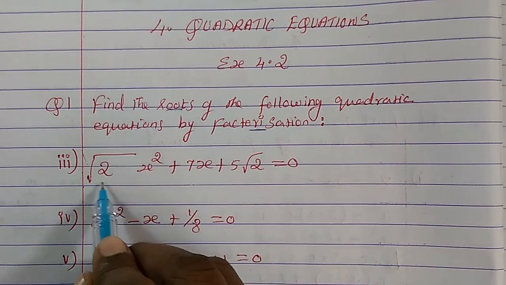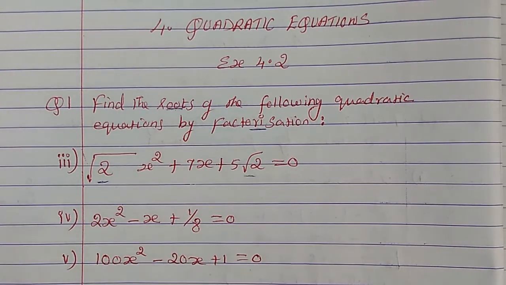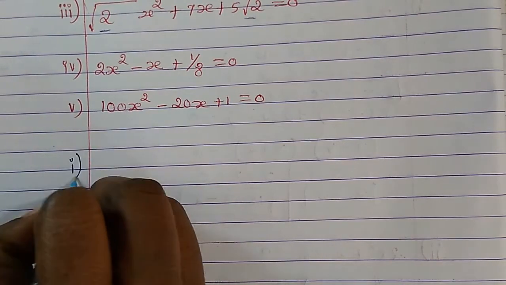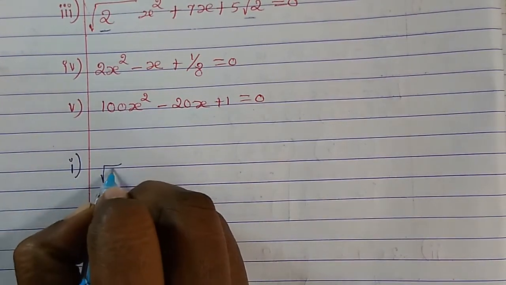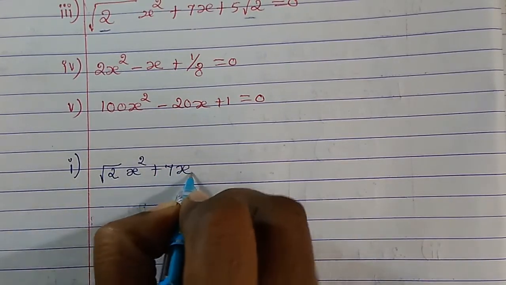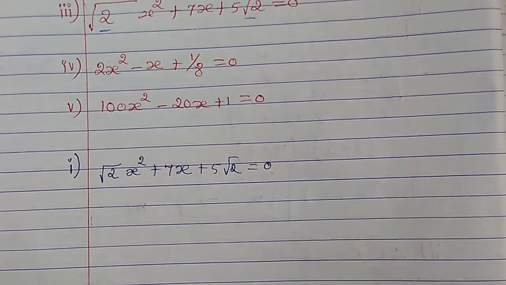So how do we do? First term and the last term we have to multiply. So let us do the first one. First sum, that is root 2 x square plus 7x plus 5 root 2 equal to 0.